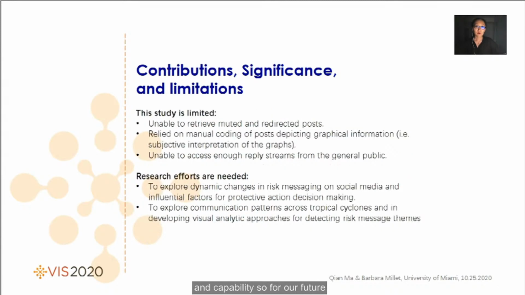For our future research, we plan to explore more about dynamic changes in risk messaging, the influential factors of social networking, and we're also curious about communication patterns among the hurricane-related accounts. We're also interested in exploring communication patterns and visual analytic approaches to detecting risk message themes.